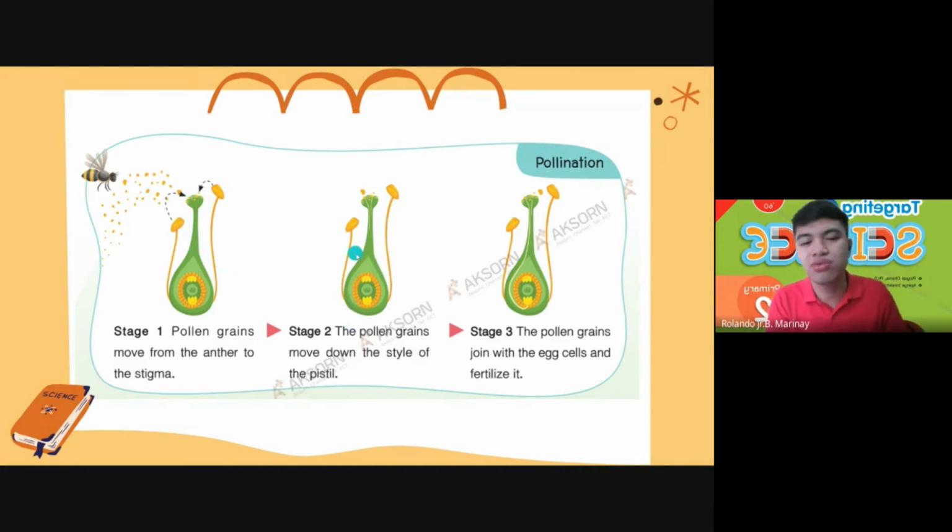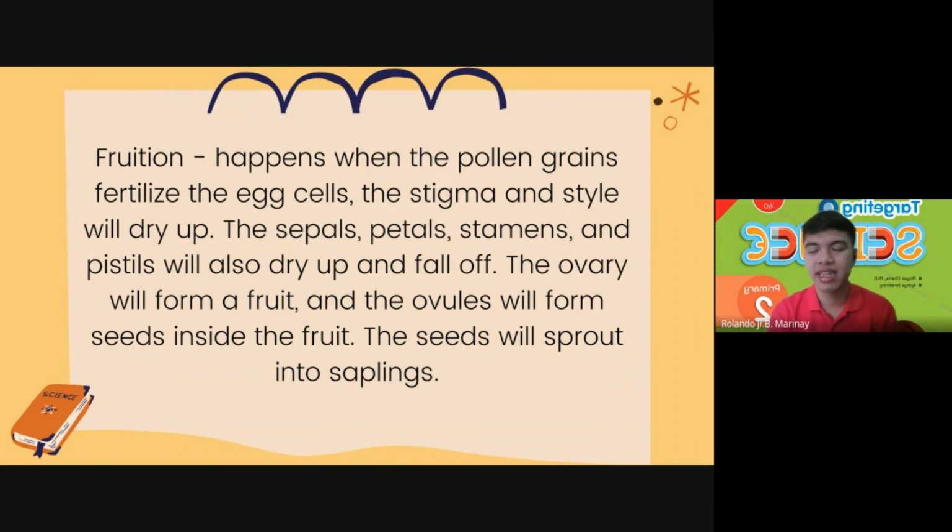Okay, stage 2, the pollen grains move down the style of the pistil. It will go down the style, and then the pollen grains will join with the egg cells and fertilize them. The egg cells are in the middle, or in the center, of the flower. Okay, kids. The first part is pollination, the second part is fruition. Okay, hold on for a few minutes.